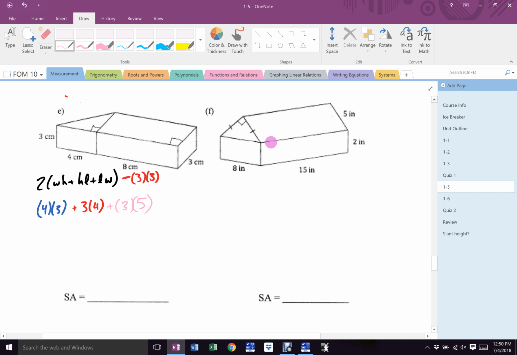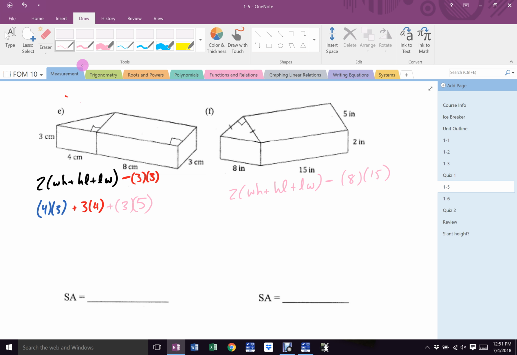Same thing over here. You already know how to do that, right? The only thing you're not going to count is one of these 8 by 15s, right? You're not going to count that. So you're going to do the formula, but you're going to subtract out the part, one of the ones that you don't need, which is 8 by 15.